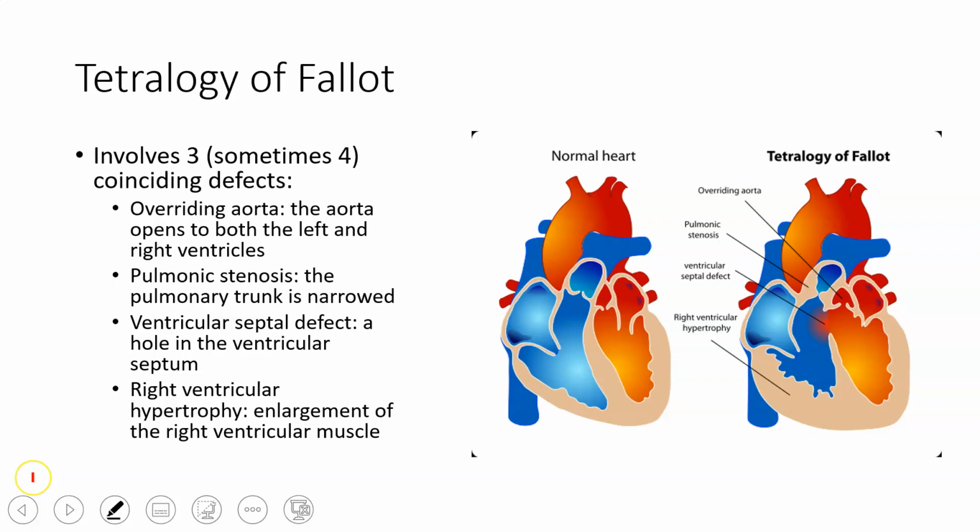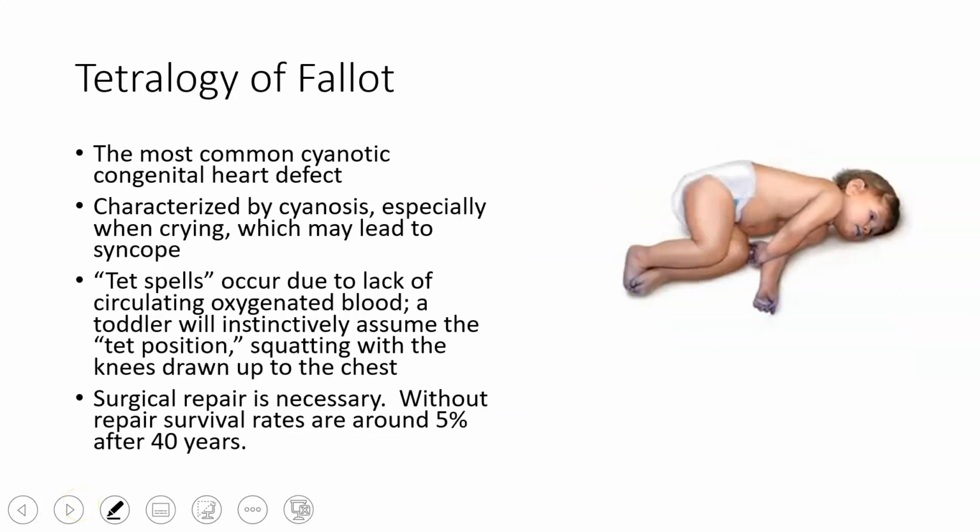Finally, we come to transposition of the great arteries, or transposition of the great vessels. This one, anatomically, is easy to understand. The pulmonary trunk and the aorta are reversed. So now, the right ventricle pumps blood, low oxygen blood, out through the aorta, and pumps high oxygen blood right back to the lungs.